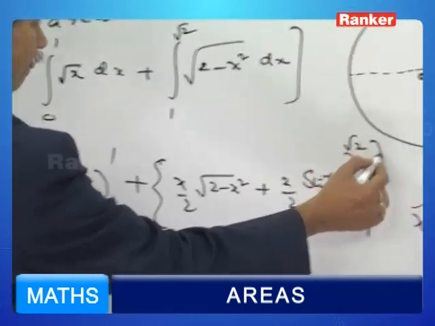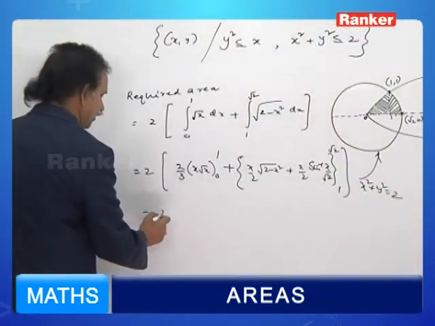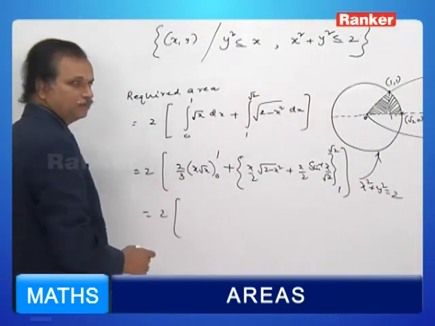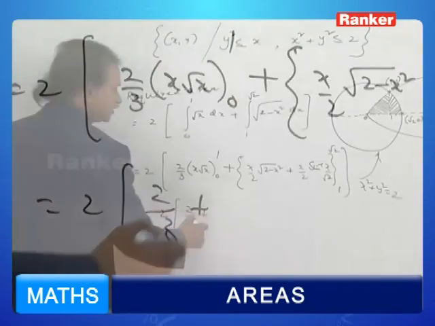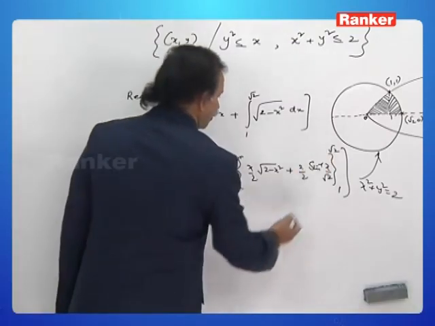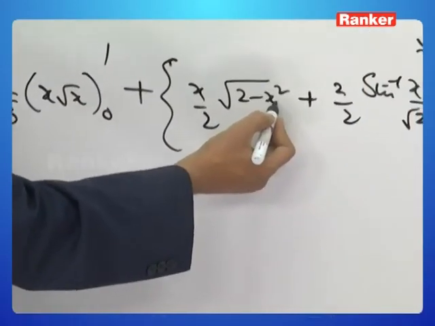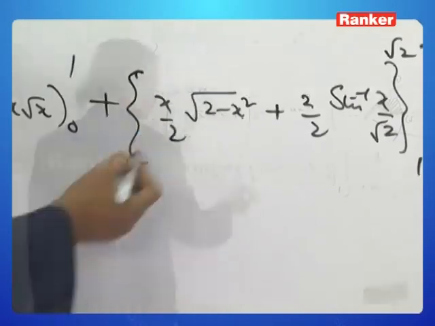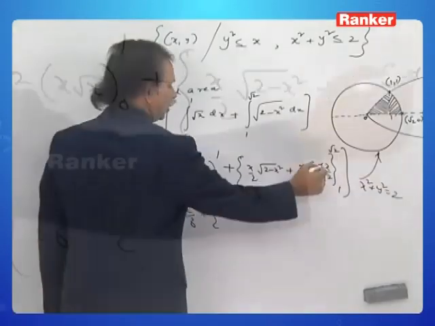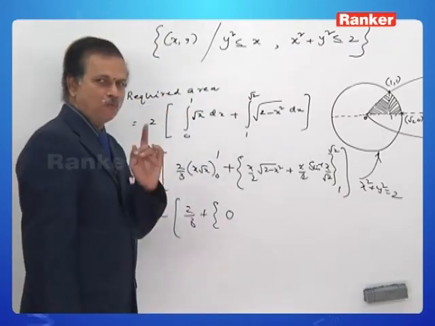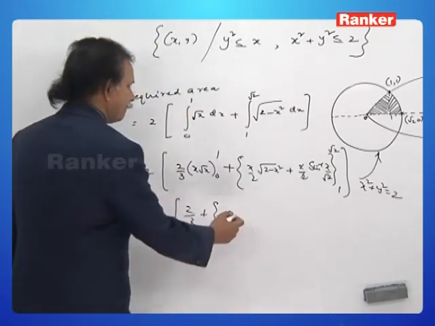This is equal to 2 into. If you put 1, root 1 is 1, 2 by 3 into 1 is 2 by 3, plus, look here, root 2. If you put root 2, whole square is 2, 2 minus 2 is 0, 0 into anything is 0. 2 and 2 will go away. Root 2 by root 2 is 1. Sine inverse 1 is pi by 2.